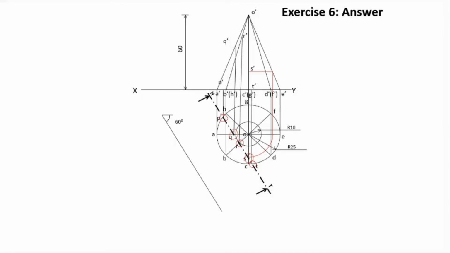Now you have to draw a freehand curve, not using your scale and pencil, using your pencil only and your hand. You join P dash, Q dash, R dash, S dash and T dash. Then join P dash, T dash also, then hatch it. So this is the sectioned surface in the front view. Now this is the top view.